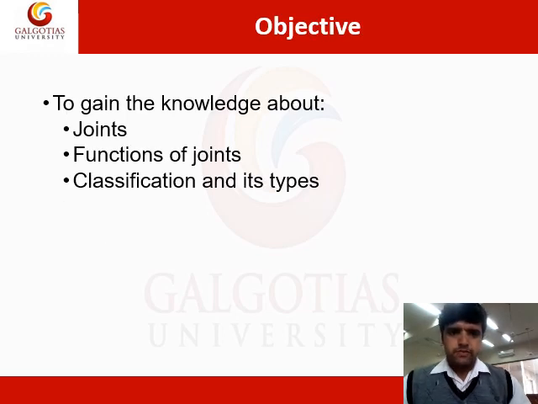The objective of this lecture is to gain knowledge about the joints and their functions, what the joints are doing and why they are necessary within our body. After that we have the classification of joints along with its types, as there are several types of classifications. Based on the classification there are different types of joints, and the terminology has been given.